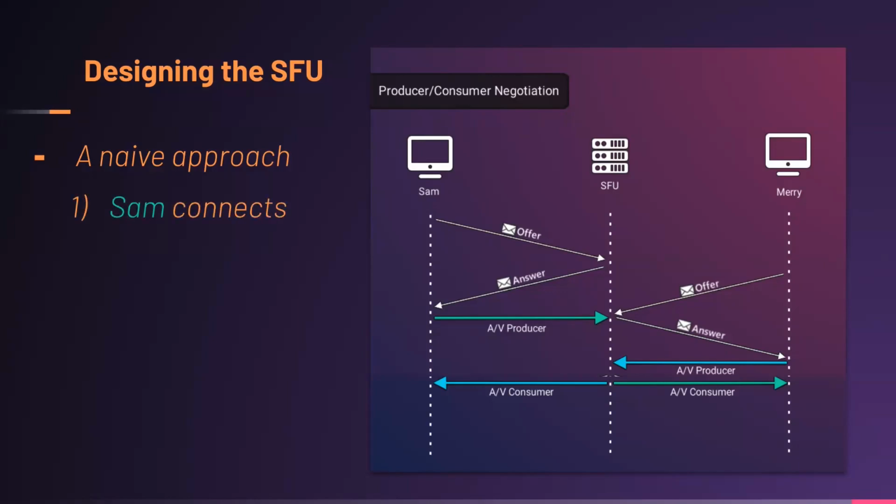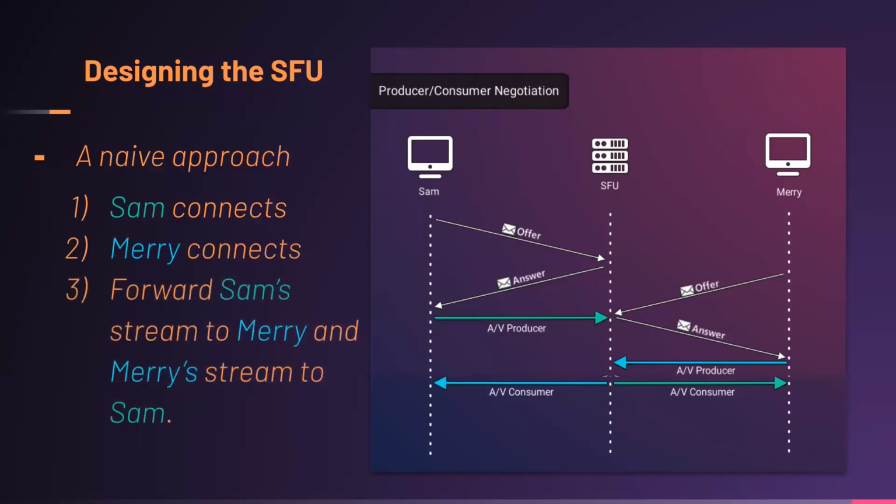So looking at this diagram, the first idea is Sam connects to the server. Sam negotiates, sends an offer and receives an answer, and sends his media stream to the SFU. Then Mary also connects in the exact same way. And then the idea is simply, if we forward Sam's media stream to Mary and Mary's to Sam, they could both have each other's information, and this would be stream forwarding.